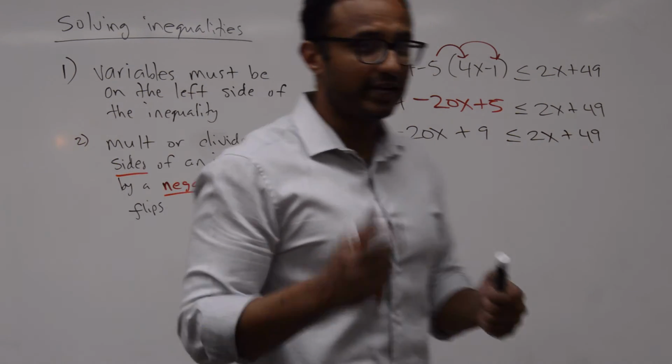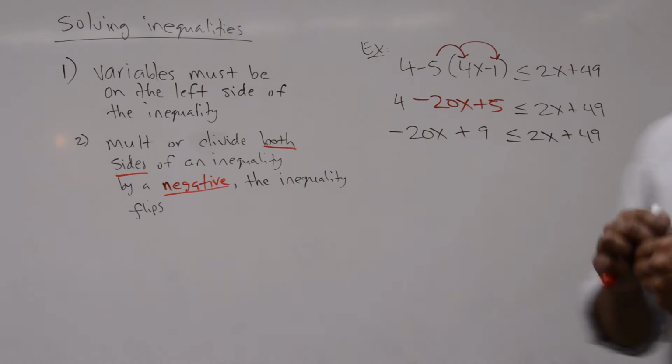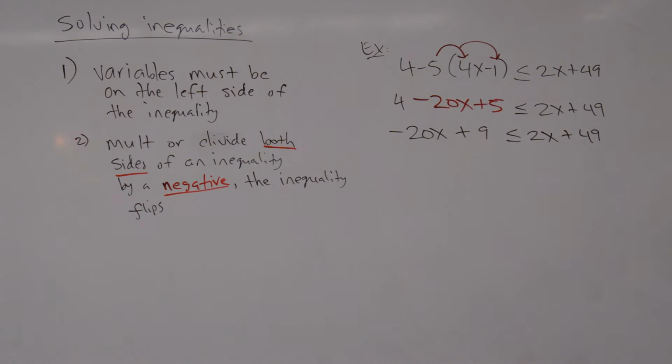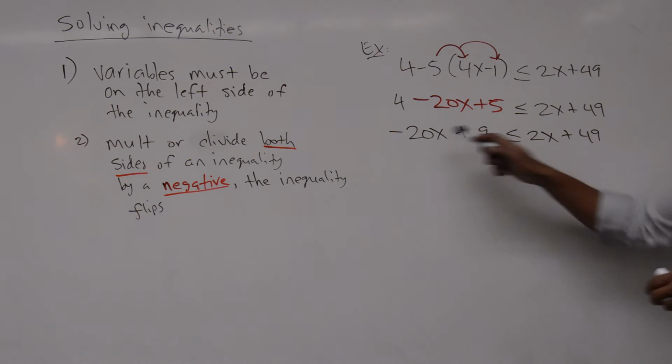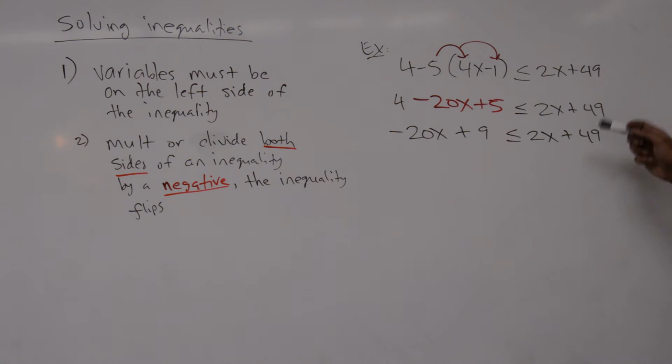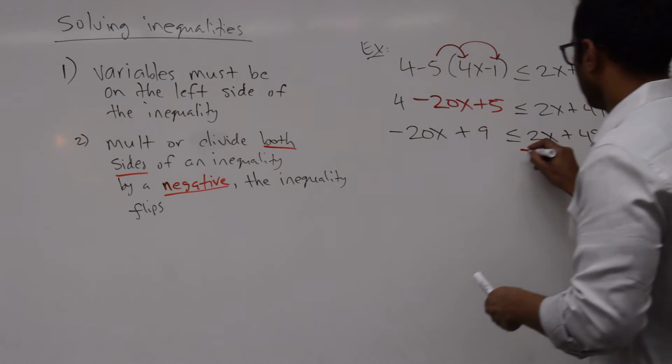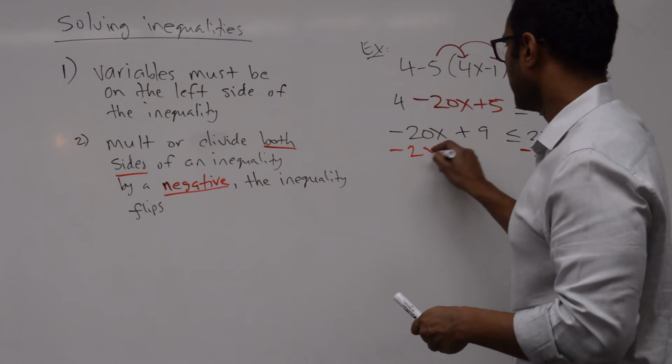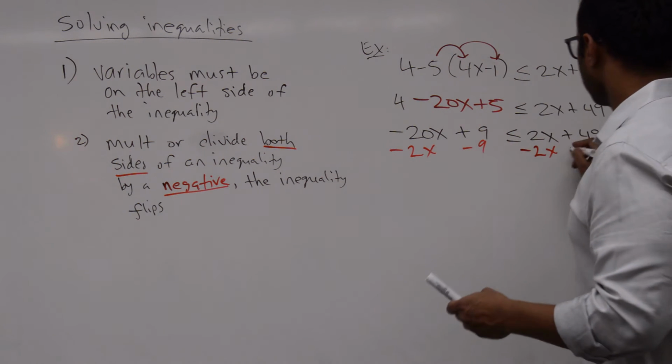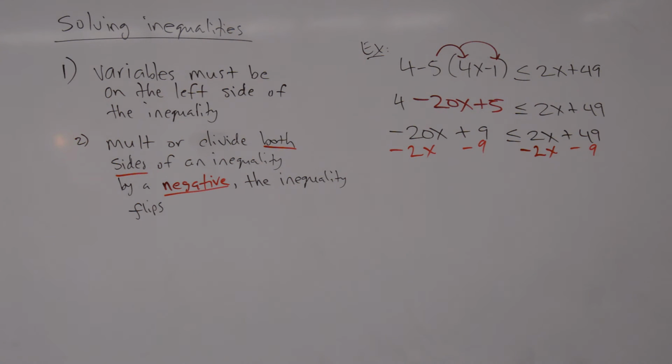Now again, in an equation, you could choose to put the variables on the right or the left. It doesn't make a difference. In an inequality, the variables always go on the left side. The constants go on the right side. So we are going to subtract 2x from each side. And in the same step, I'm going to move the constants to the right. So I'm going to subtract 9 from each side.